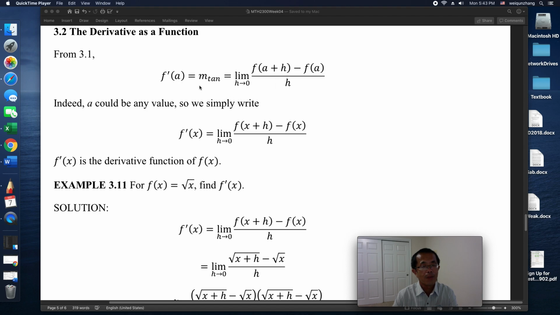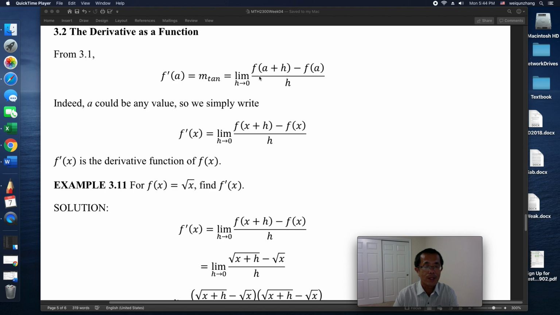And indeed, I want to note here that this a really could be of any value. At x equals a, it could be 1, could be 2, or negative 1.5, any value in the domain of the function. So why bother with a? Because a could be of any value, why not simply use the notation x? So indeed, this is what we do.